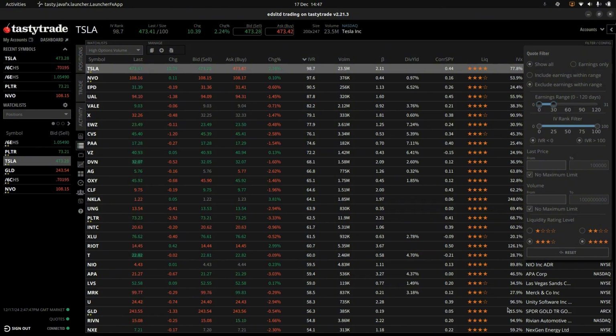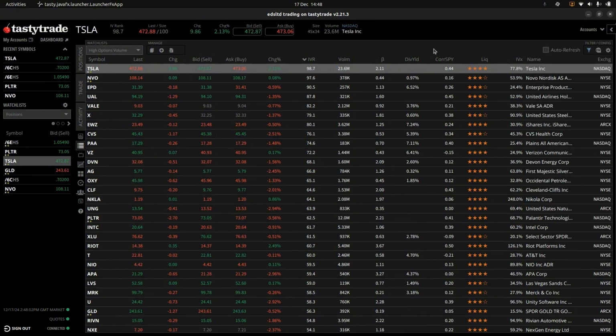Now, we also want to filter out anything with a low liquidity rating level. The reason for this is because we want to be able to get in and out of positions easily. We only want to trade tight spreads, not wide spreads. Every time you get in and out of a position, you're paying the spread. So the tighter the spread, the less you pay.